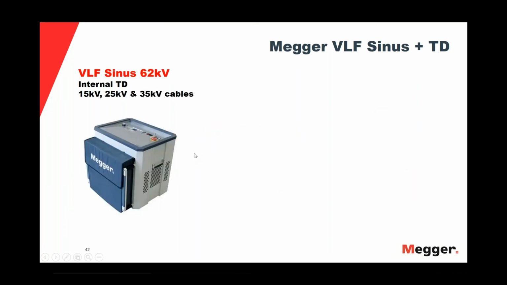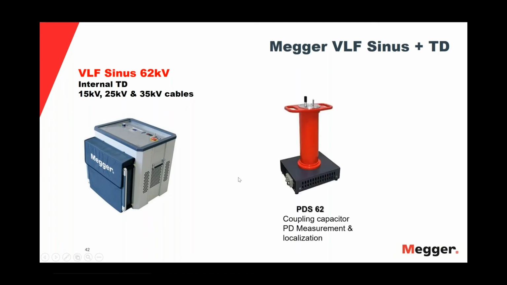And the last unit we have is the VLF Sinus 62. This also has an internal tan delta test. We use the unit to do a VLF test in 15, 25, and 35 kV cables. And of course, we also have the PDS 62 coupling capacitor to measure partial discharge and do the localization of the partial discharge.